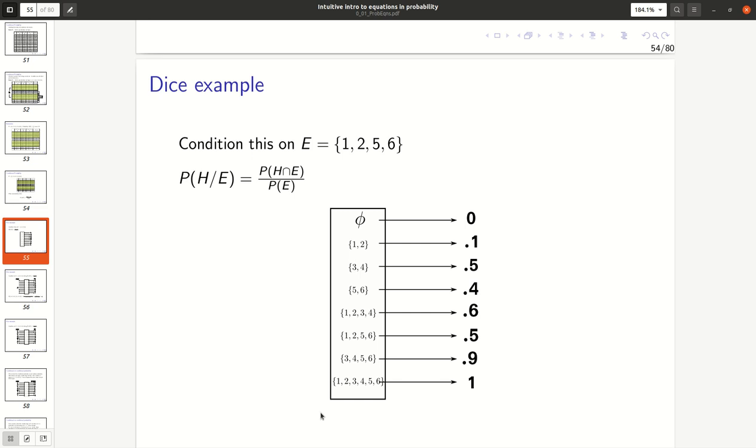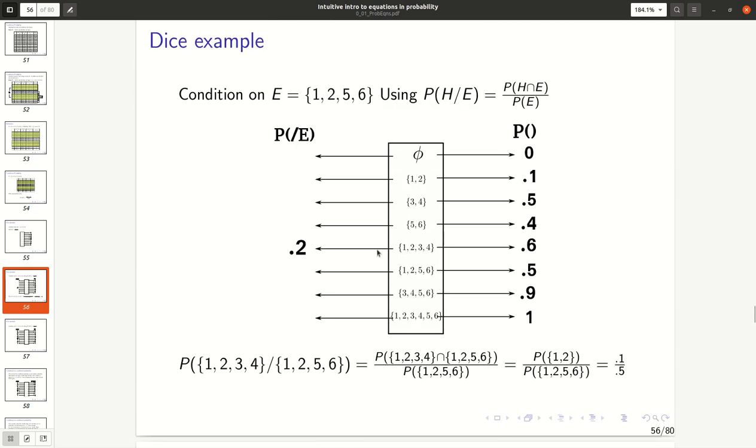So let us condition this probability based on E. E says that the outcome is definitely one of 1, 2, 5 and 6. Hence all the sets which do not contain even one element of E will definitely go to 0 after we condition on E. So we are yet to calculate it. This is the probability before conditioning on E. Let's try to do it.